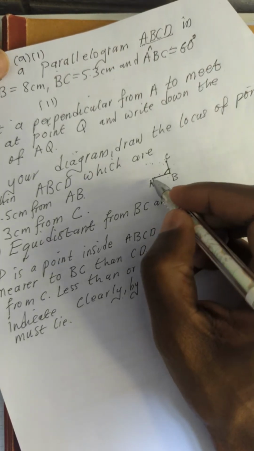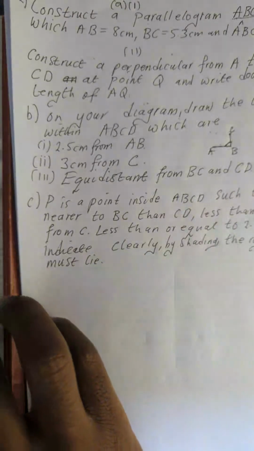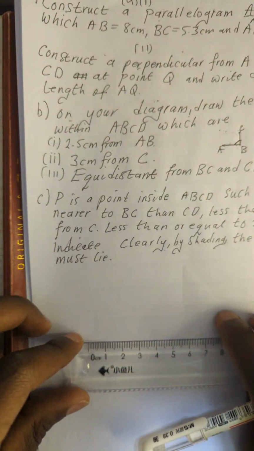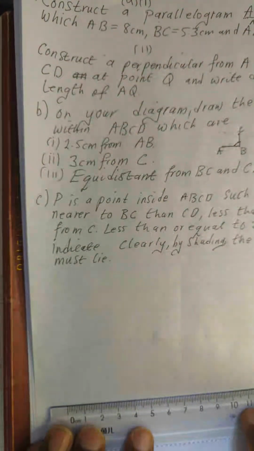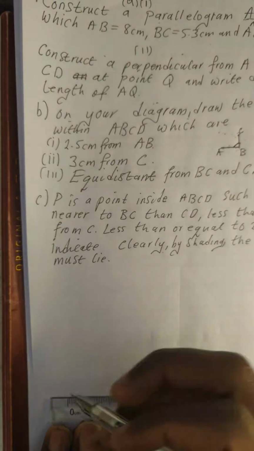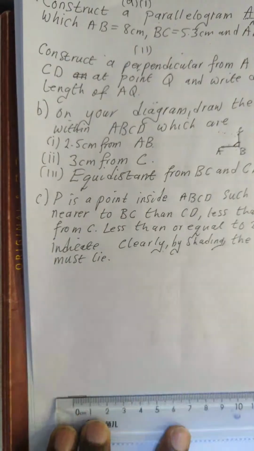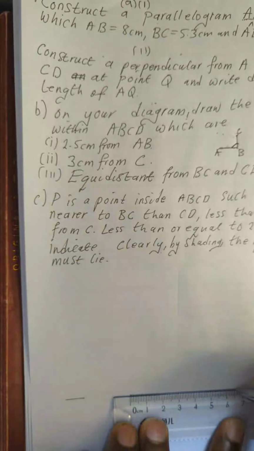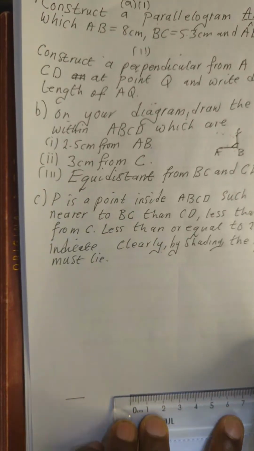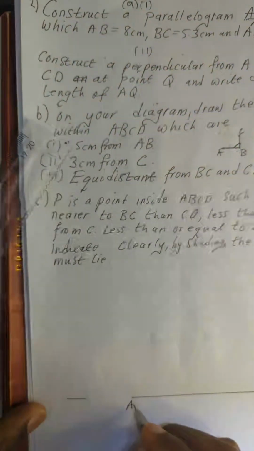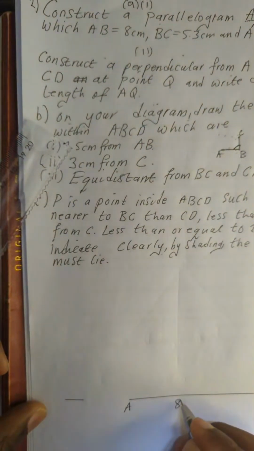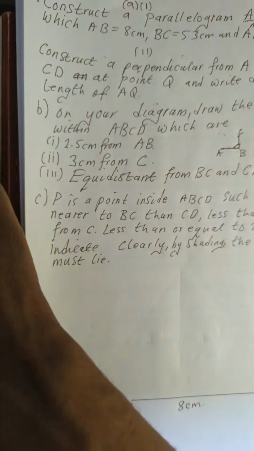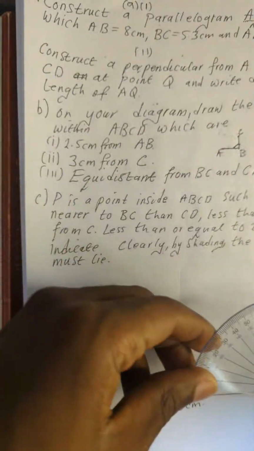The first thing is let's do what we have been given. So we do AB, which is 8. Let me just use the middle part. So this is AB, 8 centimeters, right? Then also they have told us that angle ABC is 60 degrees, so we get our protractor, we do 60 degrees.